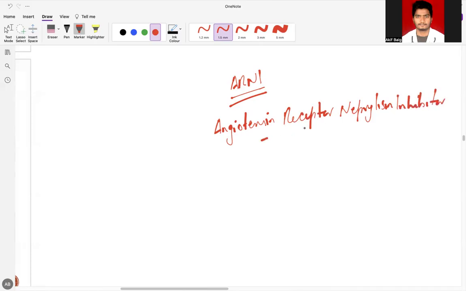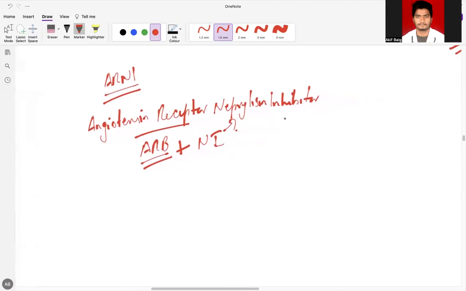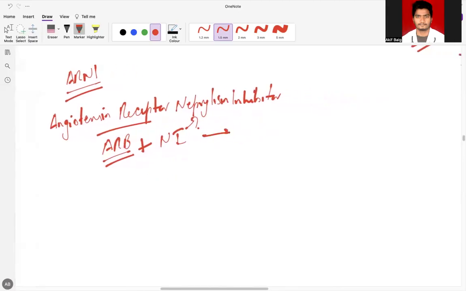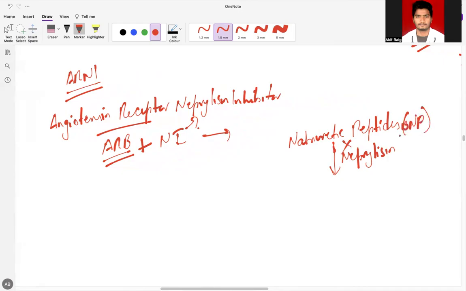So ARNI is nothing but an ARB, that is angiotensin receptor blocker, plus a neprilysin inhibitor. What does this neprilysin do? There are natriuretic peptides, and these natriuretic peptides, like ANP and BNP, are actually metabolized by neprilysin. Now, what does ARNI do? It inhibits the neprilysin.